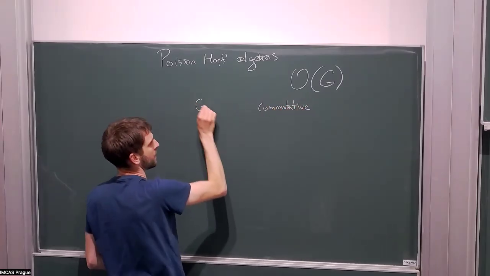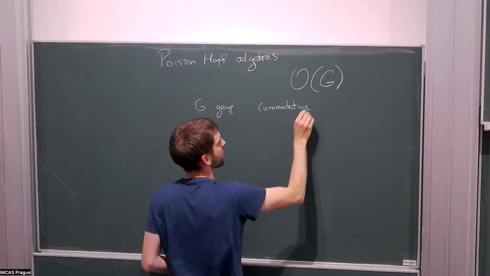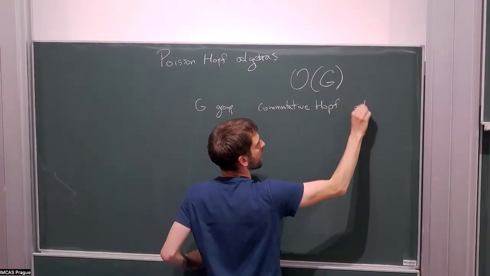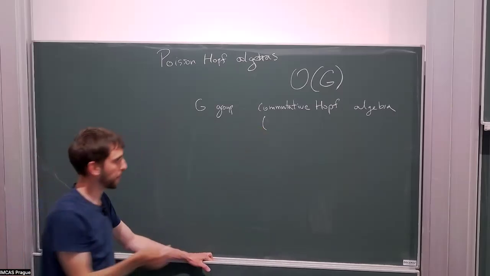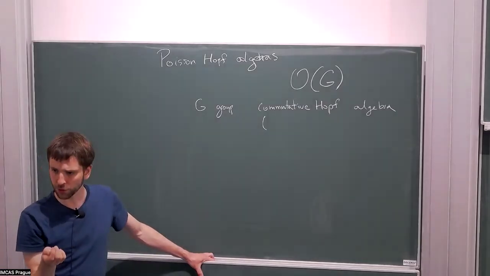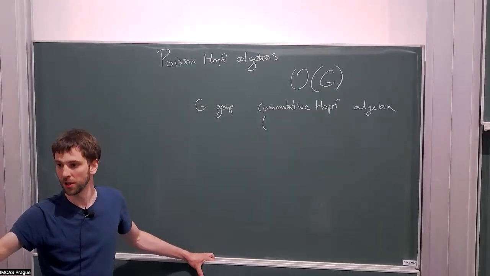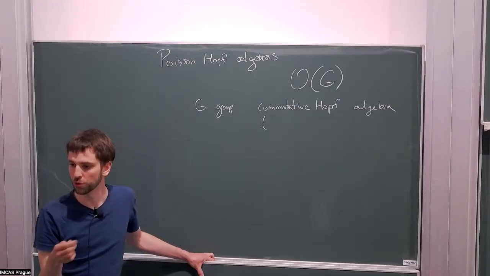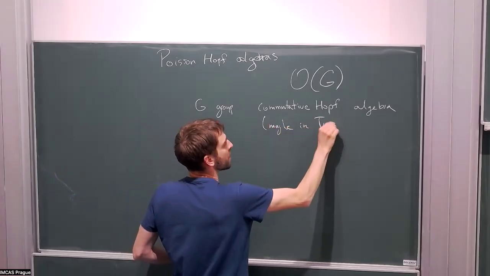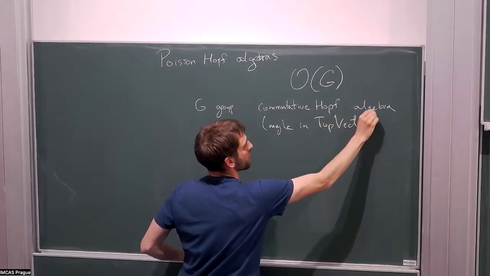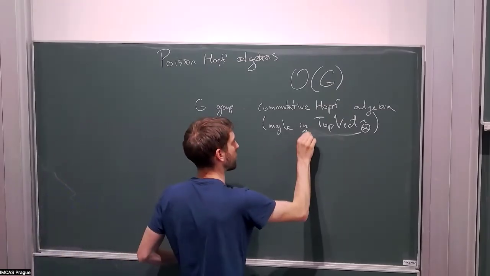So if G is a group, this is a commutative algebra. The co-product, which comes from the group product, is the transpose, so it will give you a map from functions on G to functions on G times G. This should be in some completed category, because it goes to the completed tensor product, maybe in topological vector spaces. In general, you can talk about Hopf algebras in symmetric monoidal categories.